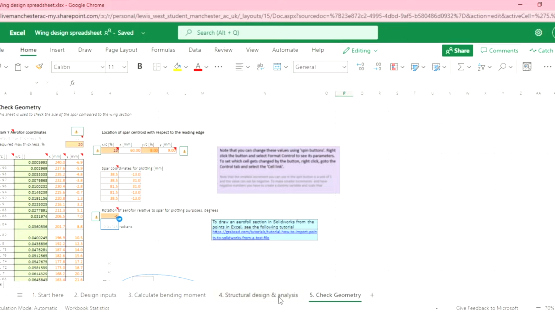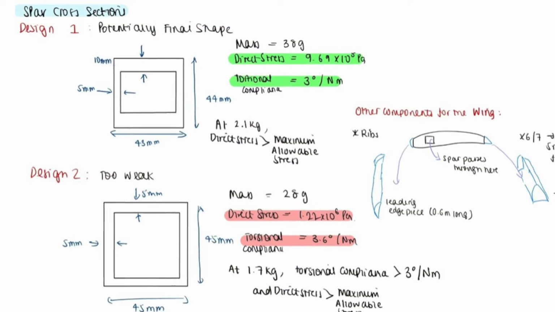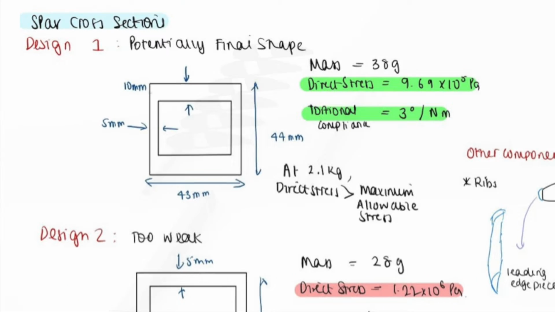Designs with a larger height and width had a lower direct stress but were too large to fit in the wing. This was an example of a trade-off we had to make in the design process. Based on the Excel spreadsheet, Design 1 met all the structural and size requirements, therefore we were ready to test it further and begin to look at optimizing the mass.